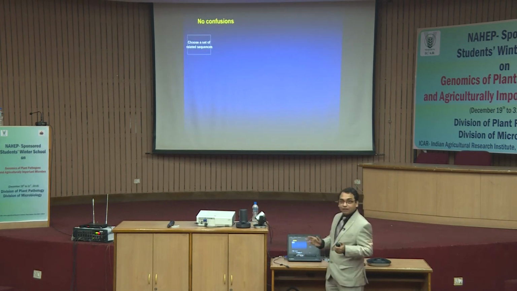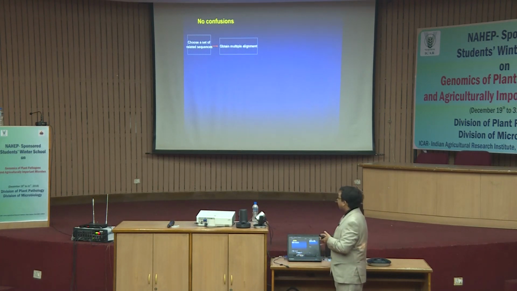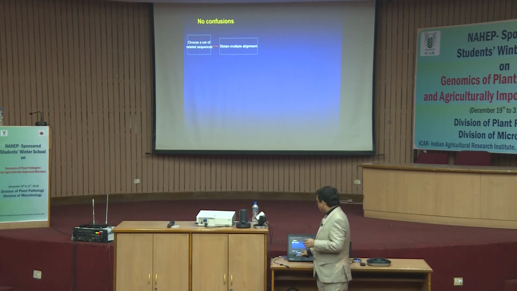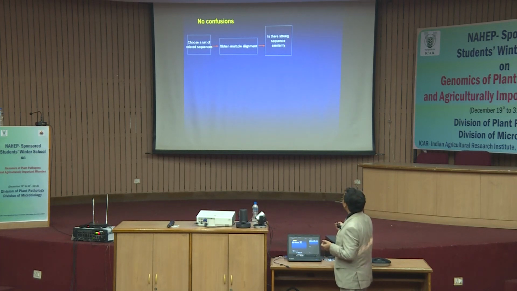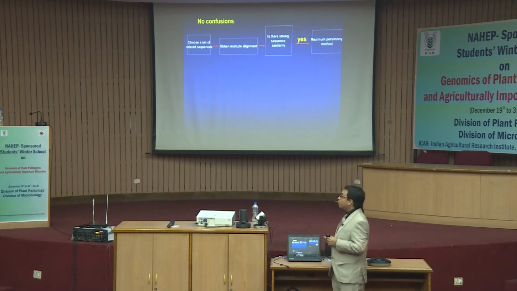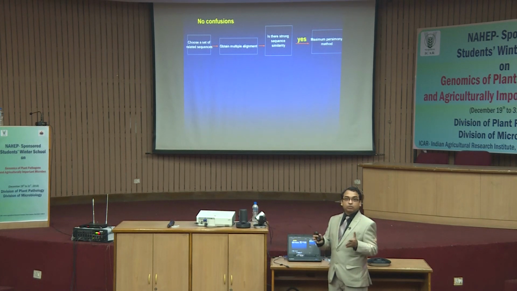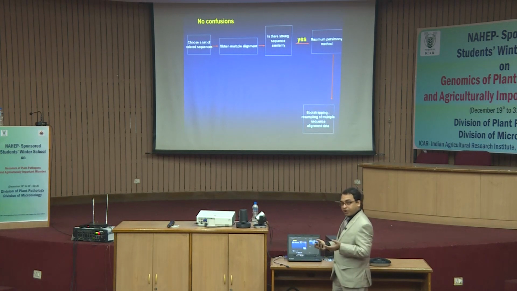So, finally, there should not be any confusion. If you have a set of sequence data, what do you have to do? You have to obtain a multiple alignment using any software, and after obtaining the multiple alignment you have to ask whether there is a strong sequence similarity or not. If there is strong sequence similarity, then you do the maximum parsimony method, because strong sequence similarity means they are very close. If they are close, with only 1 or 2 nucleotide differences, you do the maximum parsimony method, and then do bootstrapping and generate the tree.